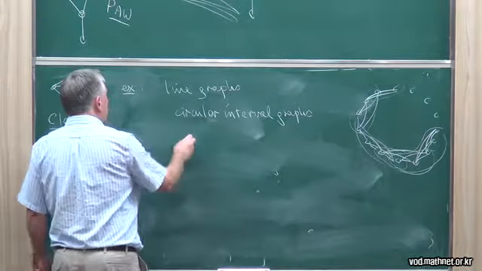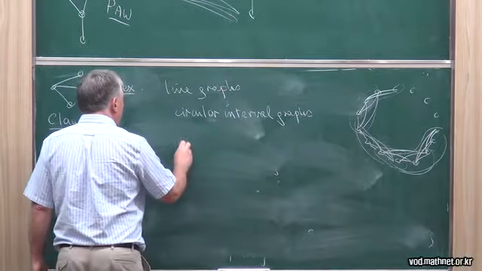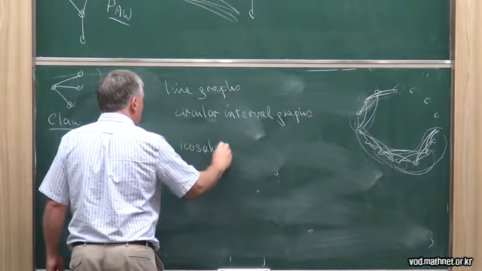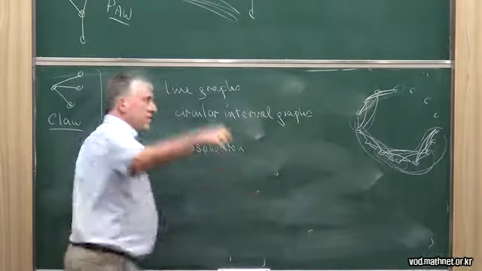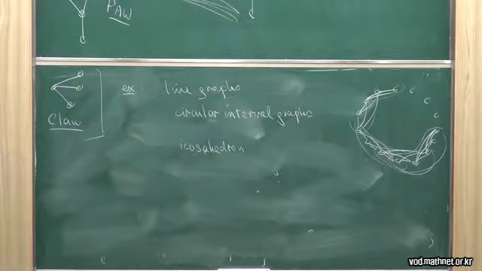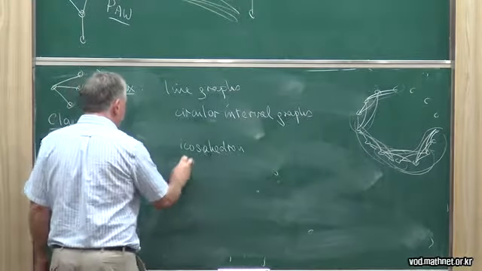And the third class is, say, the icosahedron. You know, 20 vertices, you know the icosahedron graph. That's claw-free. And the fourth is the Schläfli graph.